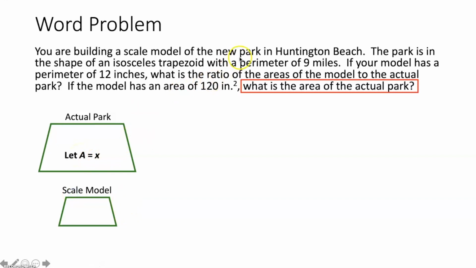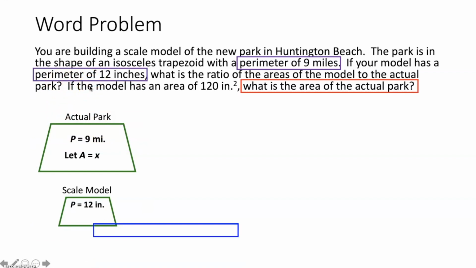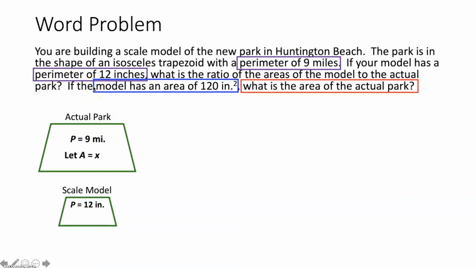Next, let's go through the question and look at what we're given. We're given that the perimeter of the actual park is 9 miles. We're given that the perimeter of the scale model is 12 inches. We're also given that the model has an area of 120 square inches. So we should be able to use this given information in order to solve for our missing area. All we have to do is set up a ratio of the perimeters, use that to find the ratio of the areas, and then set up a proportion with the ratio of the areas to solve for our missing area. So that's what we're going to do.